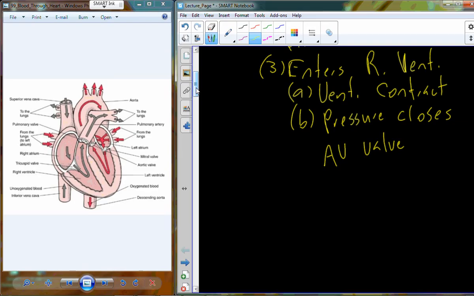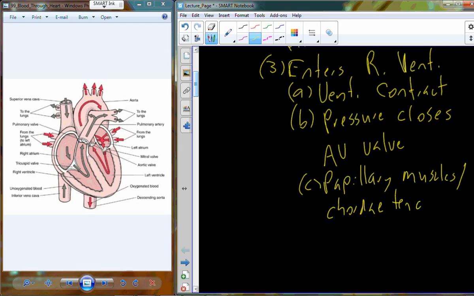So the pressure closes the AV valve, and those papillary muscles and chordae tendineae are going to pull on the valve. That reverse flapping of the valve, if that were to happen, is called prolapse. And so it's going to prevent prolapse. It prevents that valve from flapping backwards, opening into the atrium.